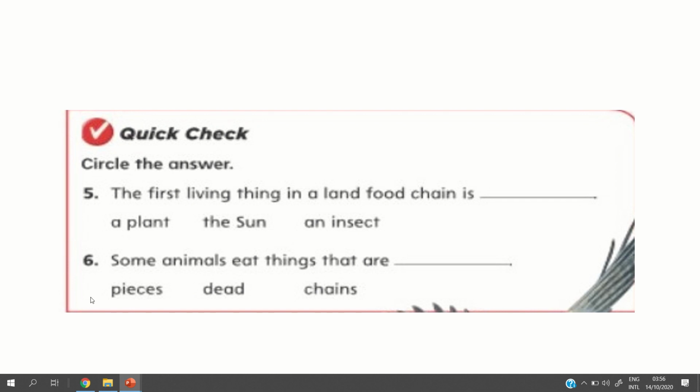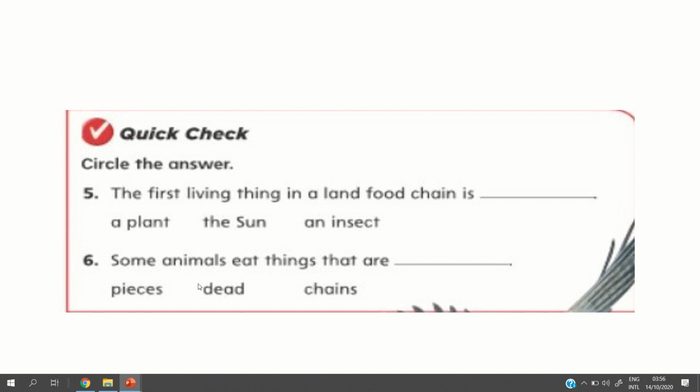Okay, number 6. Some animals eat things that are what? We know that some animals have many foods. Maybe they can eat plants, maybe they can eat other plants, or maybe eat dead plants. So here, some animals eat things that are pieces, or that are dead, or that are chains. That are dead. Super great, too. That are dead.